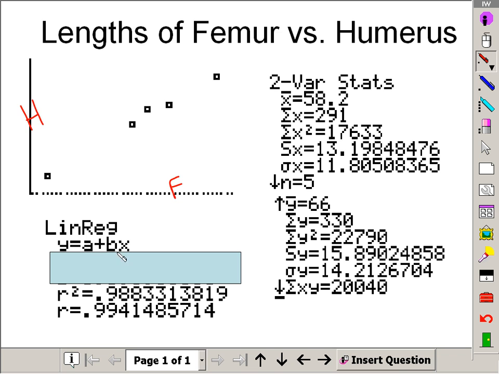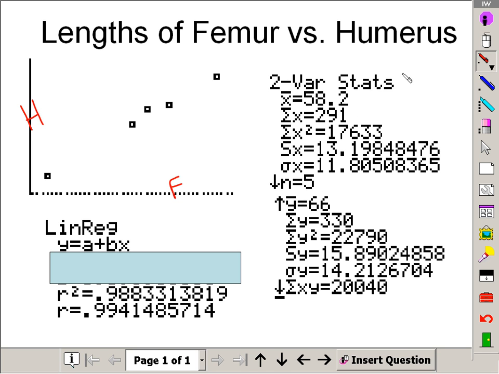In statistics, we write it as a plus bx. A is our y-intercept, b is our slope, r is our correlation coefficient, always a value between -1 and 1. The closer it is to either -1 or 1, the stronger the fit to the line. R squared is our variance. Again, variance is the percent variation of y that can be explained by x. In this case here, the percent of variation of humerus length that can be explained by the femur length.